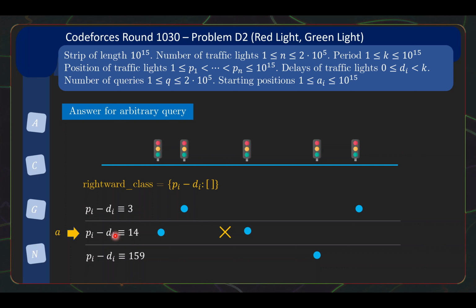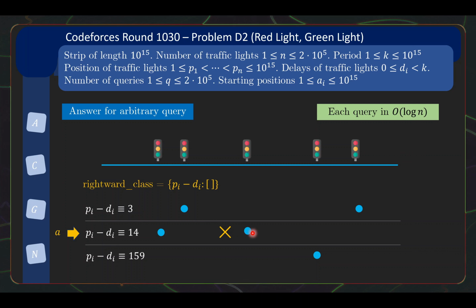But if there are traffic lights inside this class, you need to find the first traffic light that is on or to the right of that. So these are all the traffic lights with the same P minus D. If A is at this position, then the first traffic light on or to the right of it will be the first traffic light that it bounces off. To find this traffic light, you can do binary search. You don't have to check one by one because there's a risk of you taking n. But if you do binary search, then you can find that traffic light in log n time.